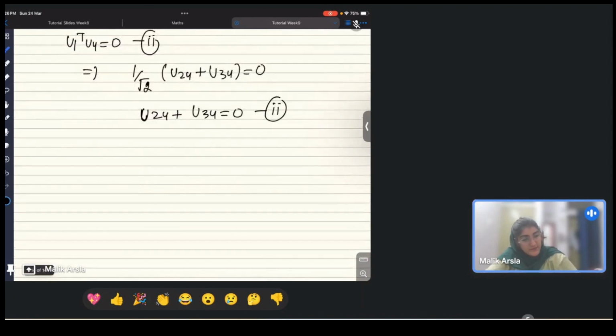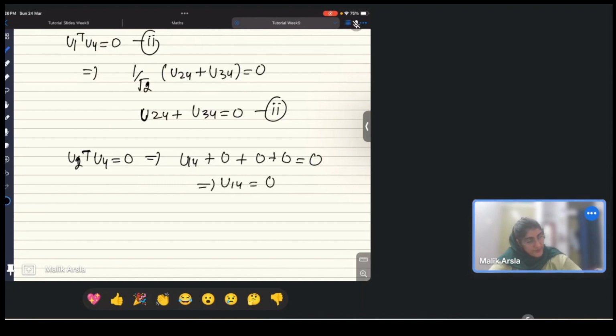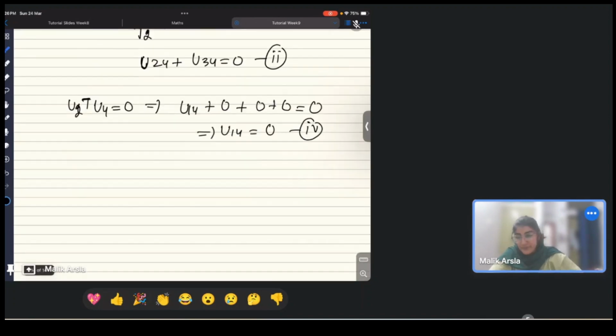Now the third one is U2 transpose with U4 is equal to 0, which implies U14 plus 0 plus 0 plus 0 is equal to 0, which implies U14 is equal to 0. It will be our fourth equation.